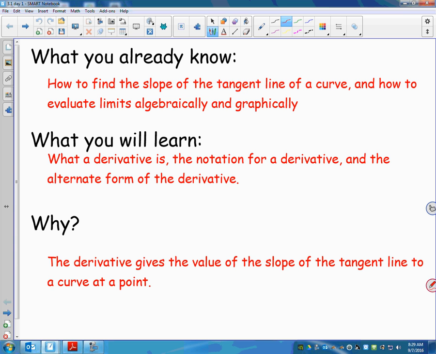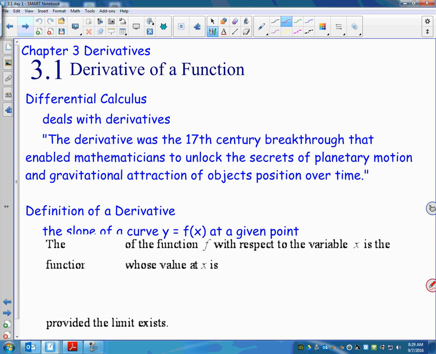So I wrote on your paper here, and this is a quote from your book, that the derivative was the 17th century breakthrough that enabled mathematicians to unlock the secrets of planetary motion and gravitational attraction of objects. Like, amazing. Think what you've done in your life. We did not discover this, right?